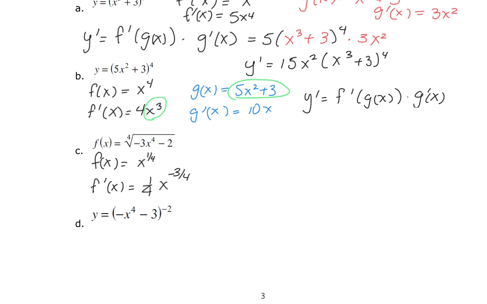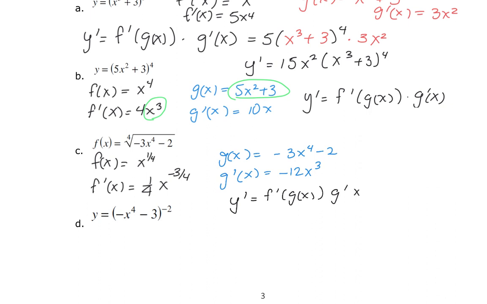And then my g of x is my inner function. So my g of x is going to be negative 3x to the 4th minus 2. That means g prime of x is going to be negative 12x to the 3rd. y prime is going to be f prime of g of x, and then g prime of x. y prime is going to be equal to 1/4. Now this x gets replaced with that, so it'll be negative 3x to the 4th minus 2 raised to the negative 3/4. That is the derivative of f of x.